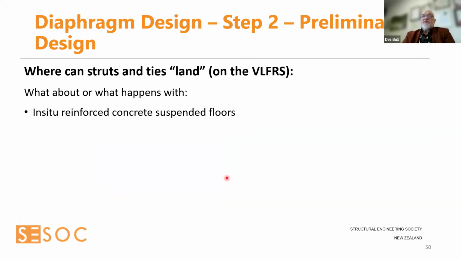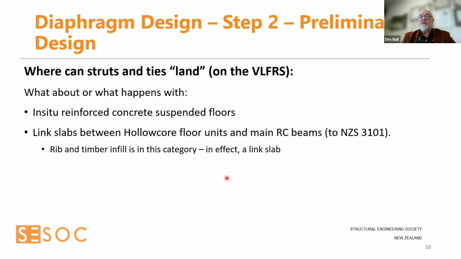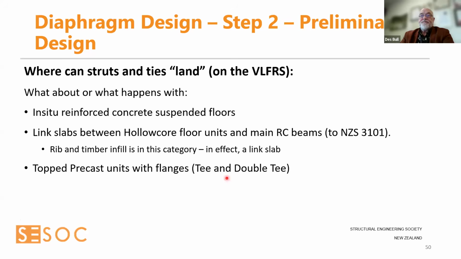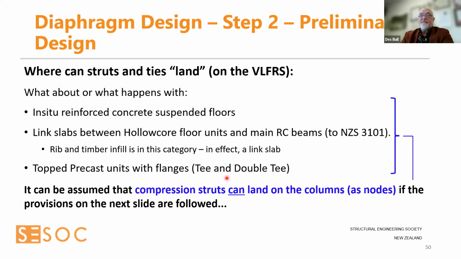So what happens with in situ reinforced concrete suspended floors? That's no precast. The modern link slabs between hollow core units and the main reinforced concrete beams, as per 3101, one of the solutions for dealing with hollow core at the time. By the way, rib and timber infill falls into this category as a link slab. What about topped precast units such as T's and double T's?